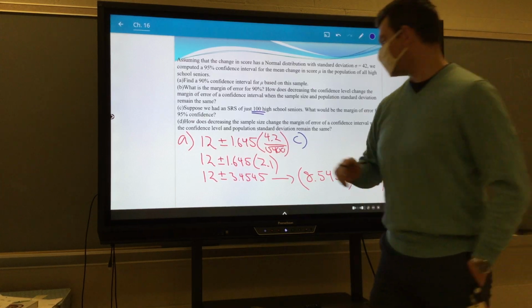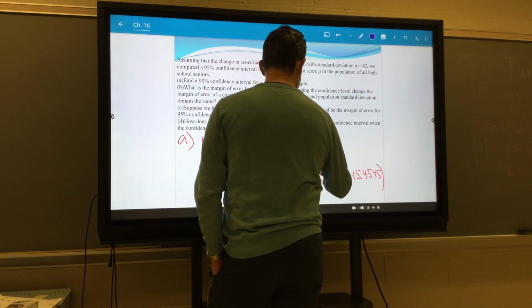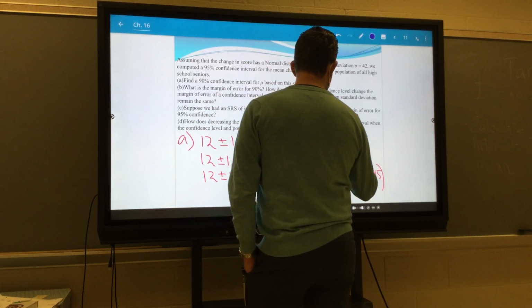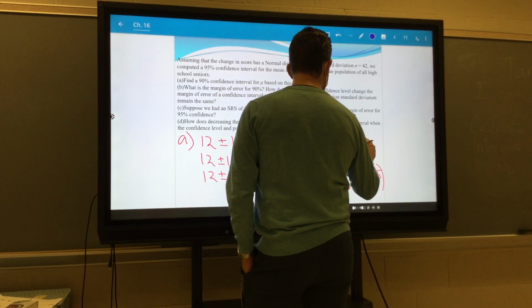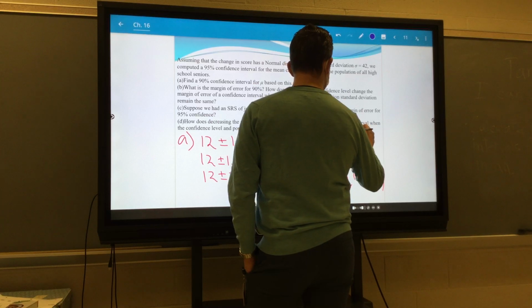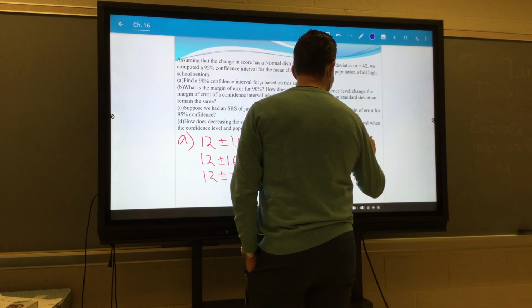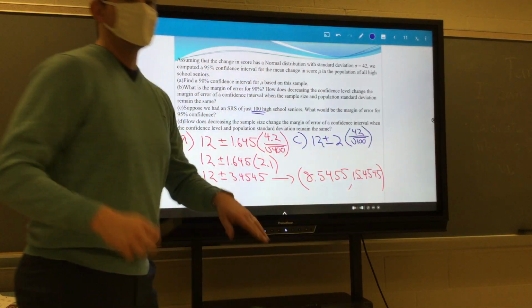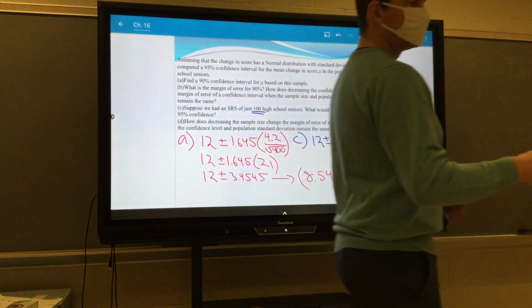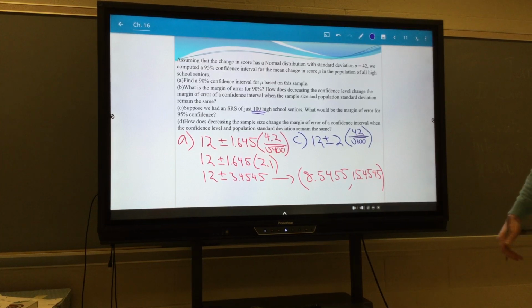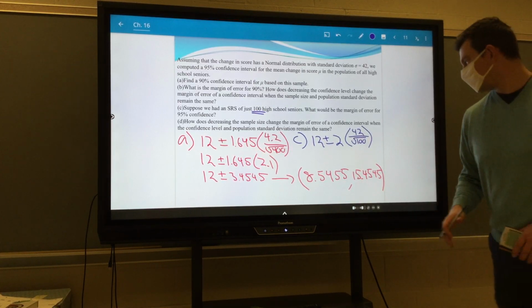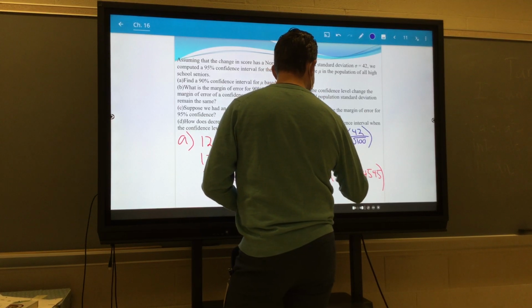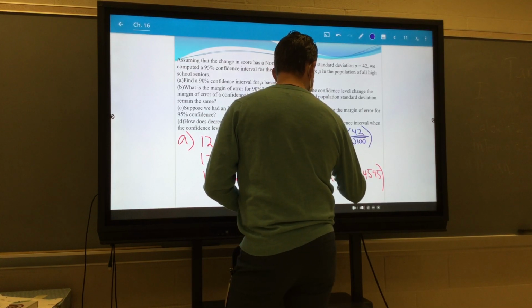Okay. Let's look at what happens. Okay. Still have our 12 right there at the center. We're going back to plus or minus 2 of the sigmas, which were 42, divided by the square root of only 100 this time. Square root of 100 is 10. 42 divided by 10 is 4.2. So 2 of those, we're doing 12 plus or minus 8.4.